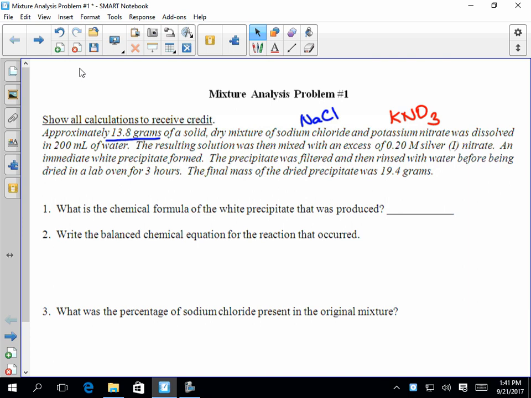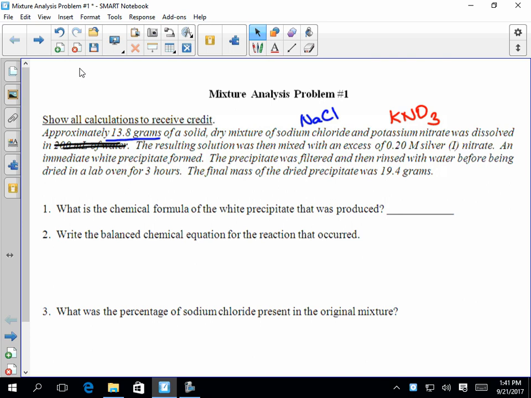The solid dry mixture was dissolved in 200 milliliters of water. 200 is a distractor. Makes no difference. The moles are going to be the same if you dissolve it in 250 or 300. This is a distractor. This is extra information.